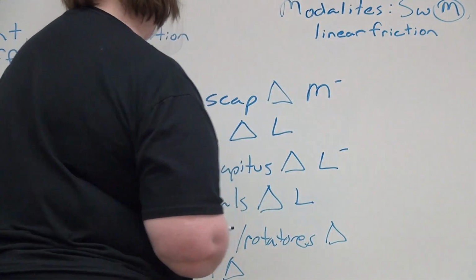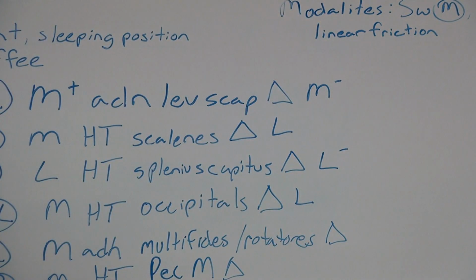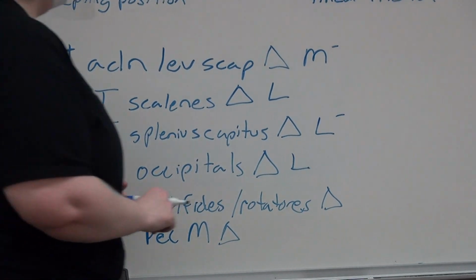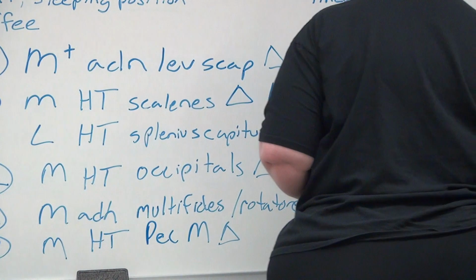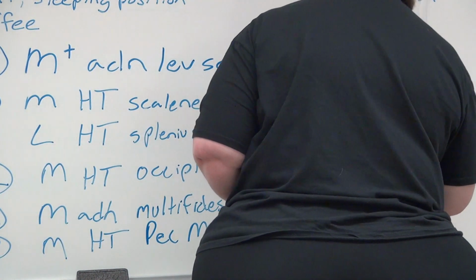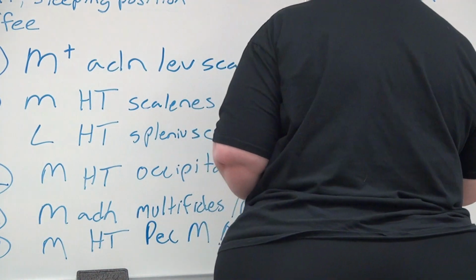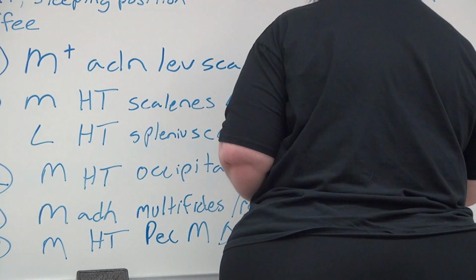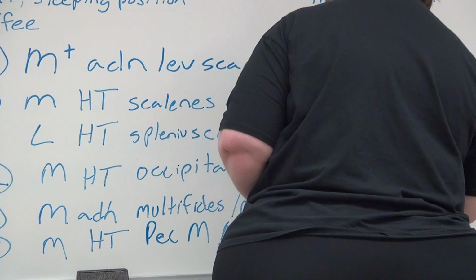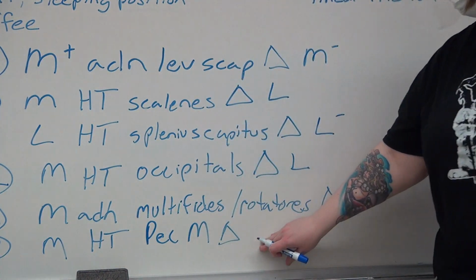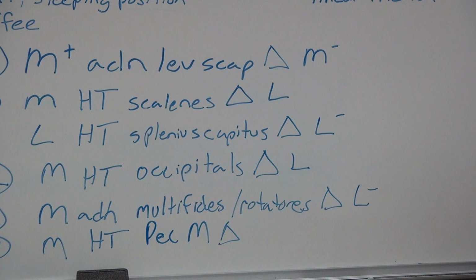How about the multifidus and rotatores? I don't have that. M minus. L minus, is that what you said? M minus? Yeah. I think it was a bigger change than that. Who knows? Let's do L minus. And then for the pec major, that was all the way to 0, right? Yeah.